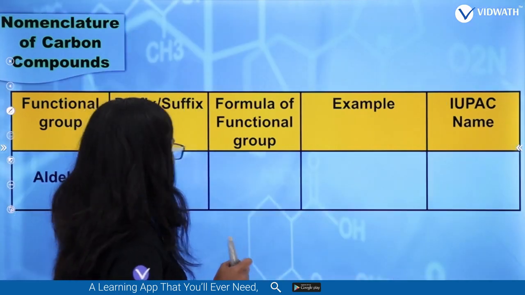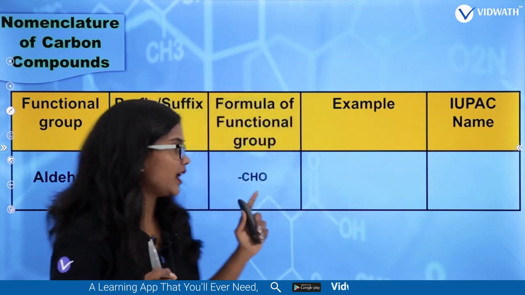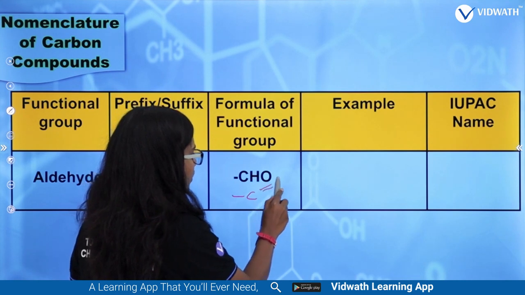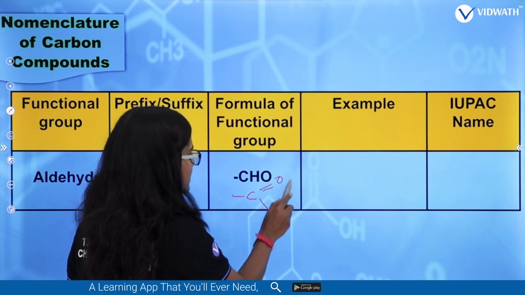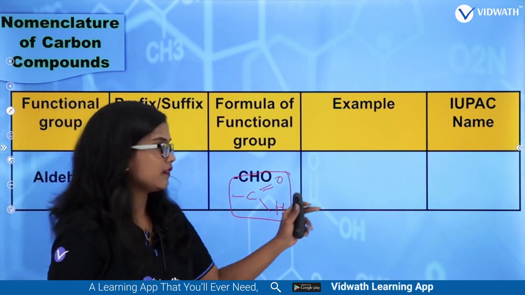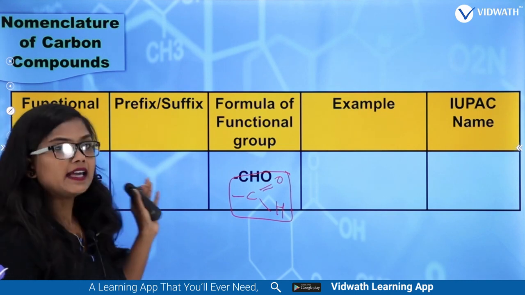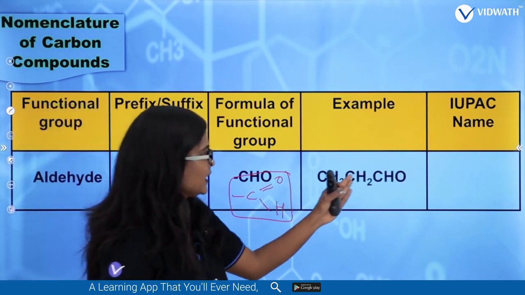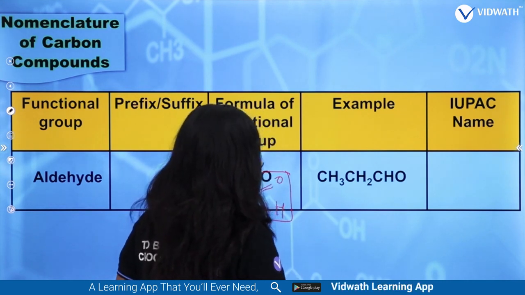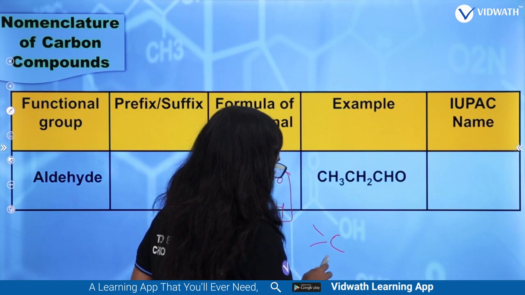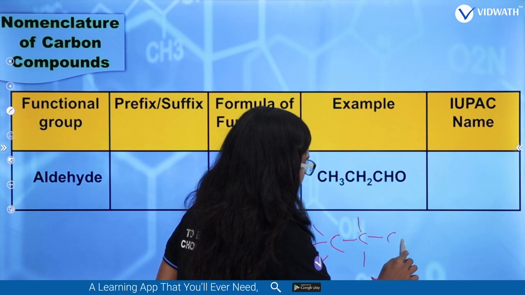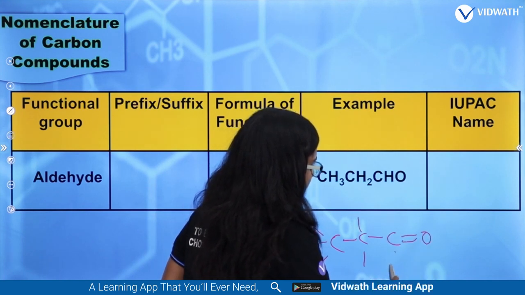Coming to the next functional group, that is aldehyde. What is the formula? It is CHO, which is nothing but C double bond O and H. If this particular group is joining with the carbon, then we call it the functional group aldehyde. Clear? For example, let us write the structural formula so that you will understand clearly while naming. So CH3, CH2 we have, and here CHO, that is C double bond O H.